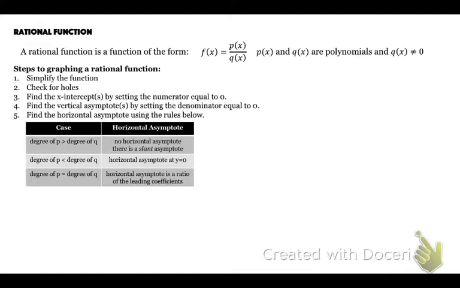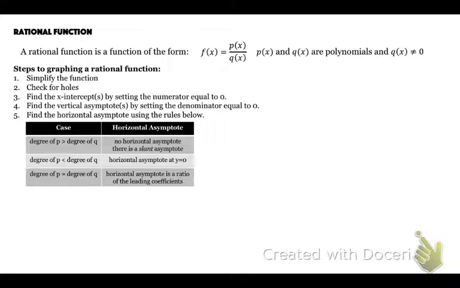Okay. So then the steps to doing this is first you simplify the function, and then you check for holes. And then find the x-intercept by setting the numerator equal to 0. And then find the vertical asymptote by setting the denominator equal to 0. And then find the horizontal asymptotes using the rules that we used before.